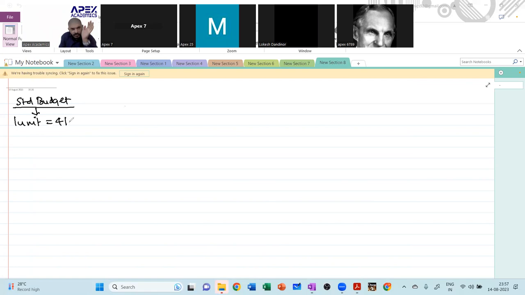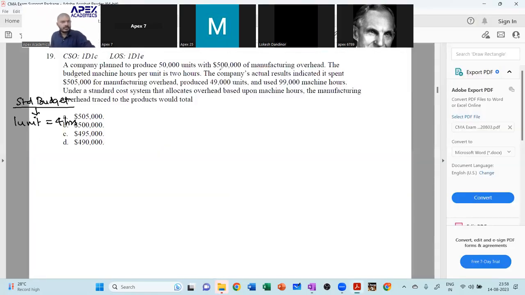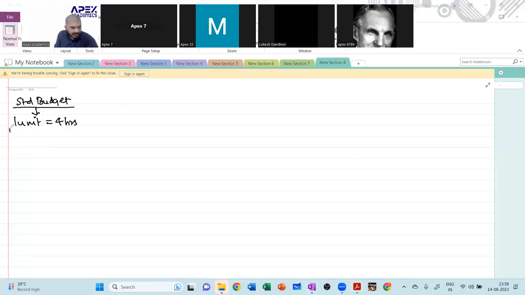1 unit will take 4 hours. They are saying 1 unit takes 4 hours, and they further go on to say, let's take it in their lingo, that the budgeted production you are going to undertake is 10,000 units. How many units? 10,000 units.